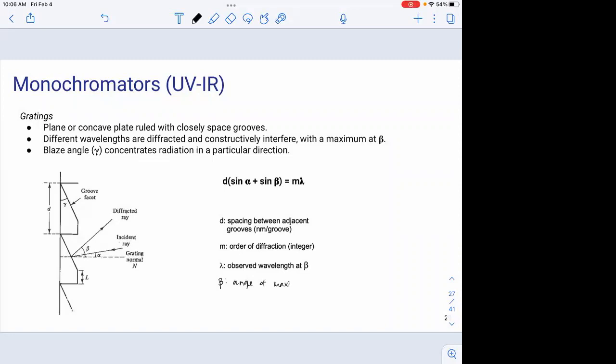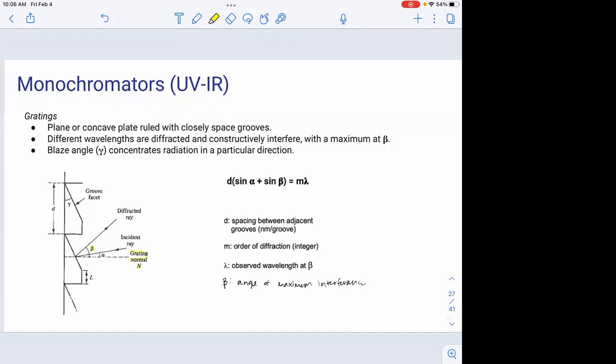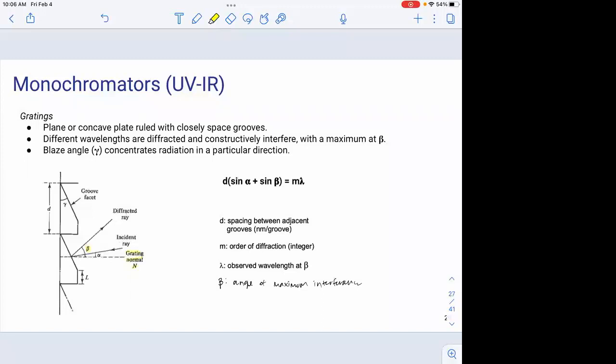And it's measured against normal. So let's define where normal is on here. Oh, it's already defined, good. Grating normal is perpendicular to the surface of the grating. So beta is this angle of maximum diffraction. If you have an incident ray coming in here with an angle alpha, it will be diffracted at an angle beta, right? That's how that works.